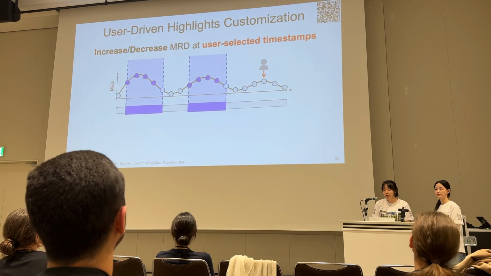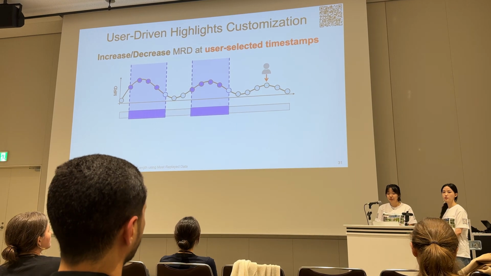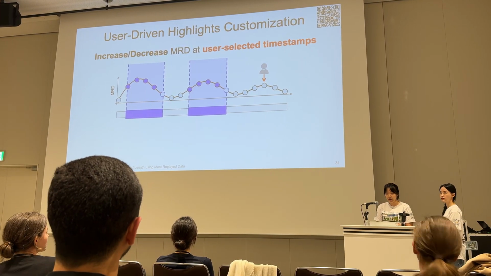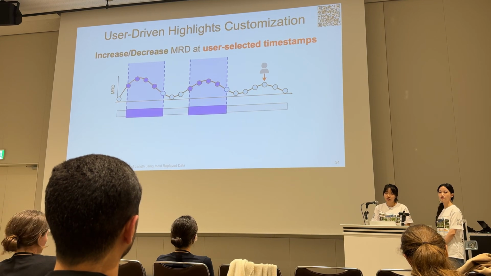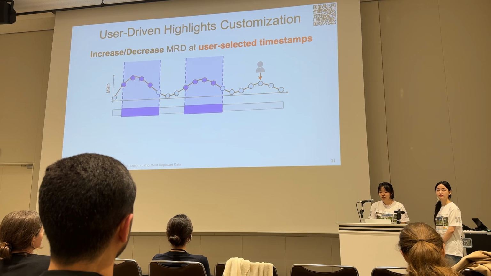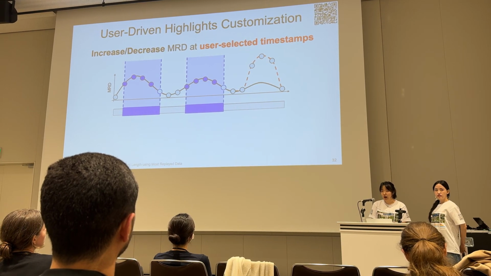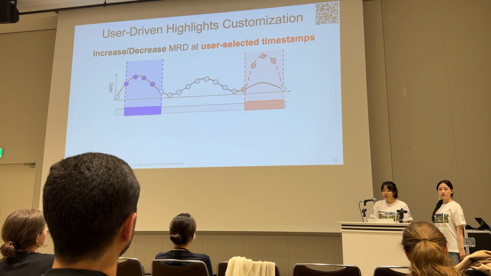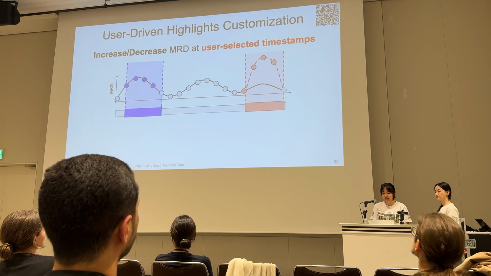Our method also allows user-driven highlights customization, enabling users to specify timestamps to include or exclude from the highlights. This customization is achieved by increasing or decreasing the MRD values at selected timestamps. In the case when the user selects this timestamp, the MRD is rated higher around here, resulting in the segment containing this being included in the final highlights.